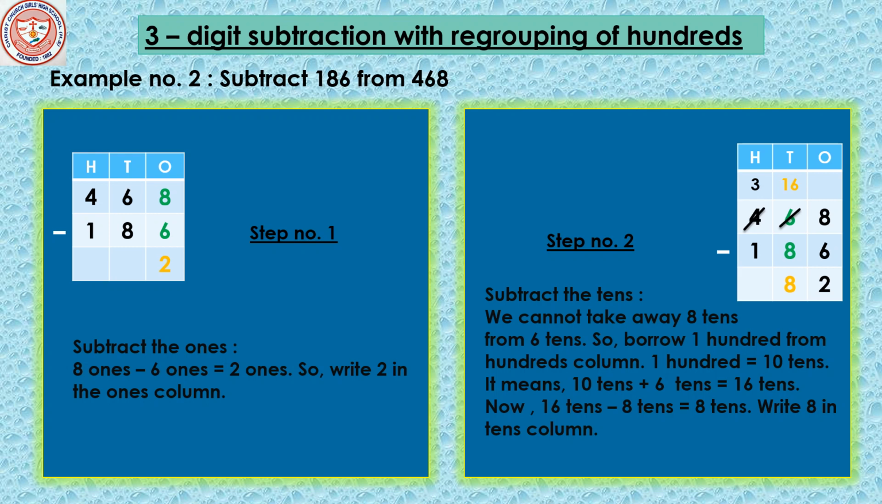So, when we borrow 100 to the tens column, 6 tens become 10 tens plus 6 tens, which is equal to 16 tens. Now, we can subtract 8 tens from 16 tens. So, 16 tens minus 8 tens is equal to 8 tens. Now, write 8 in the tens column.